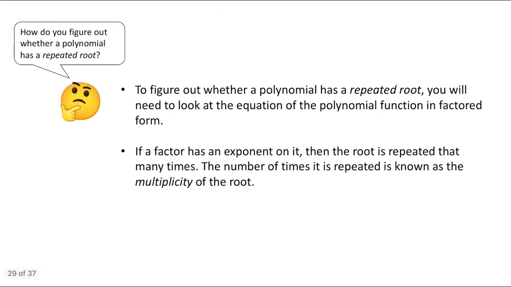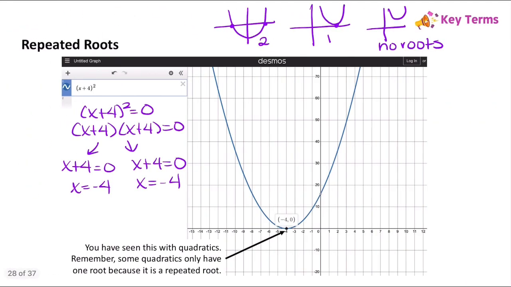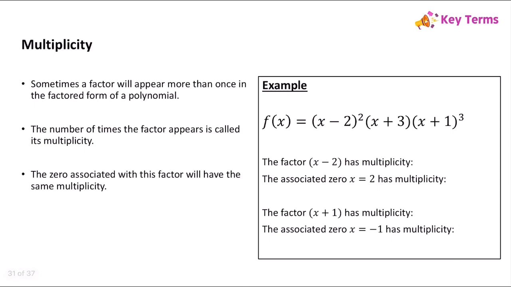So how do you figure out whether a polynomial has a repeated root? Well, if you're looking at it in factored form, you can tell pretty quickly. The factor that's associated with that root will have an exponent on it. Whatever that exponent is tells you how many times that root is repeated. For example, here you can see in factored form, it was (x plus 4) squared. So that's why that root was repeated twice. That's the idea of multiplicity.